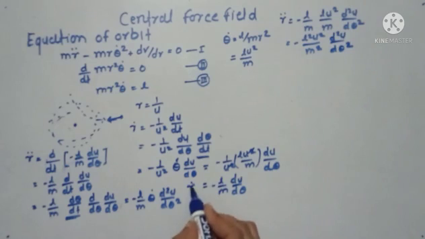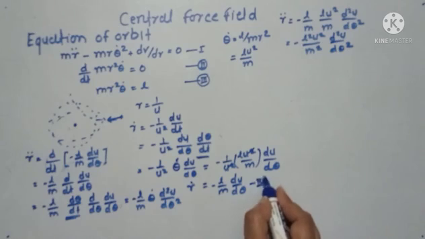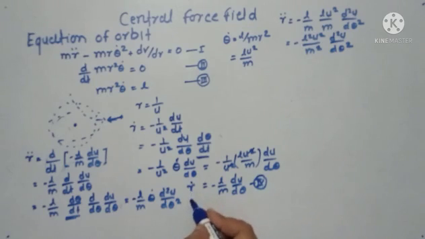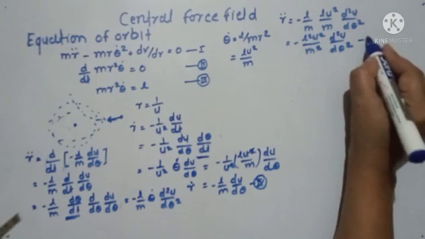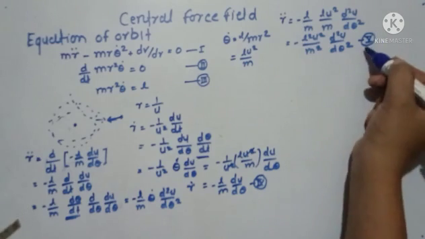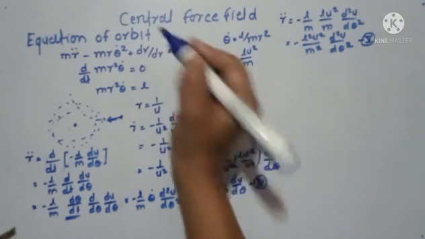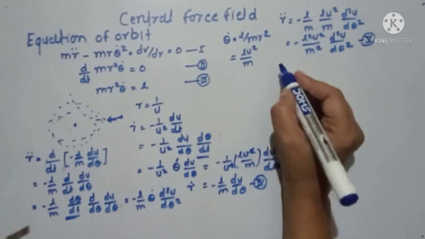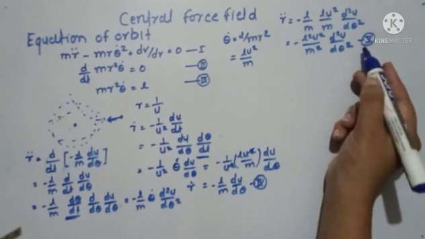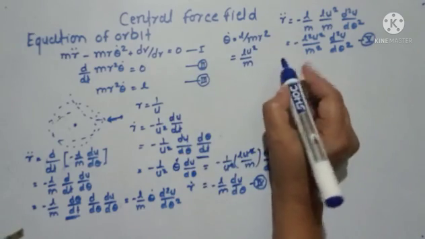Now let us give the equation number: this as 4, which we have calculated for the value of r dot, and this as equation 5. And now let us put the values of 4 and 5 into the Lagrangian equation, and this will become the equation of the orbit. Let us put the values of 5 and 4 into equation 1.